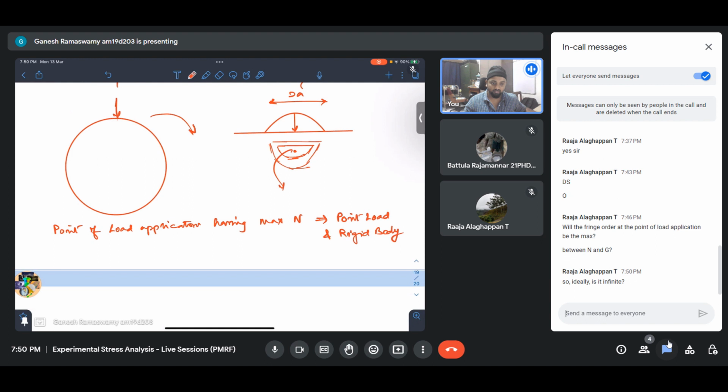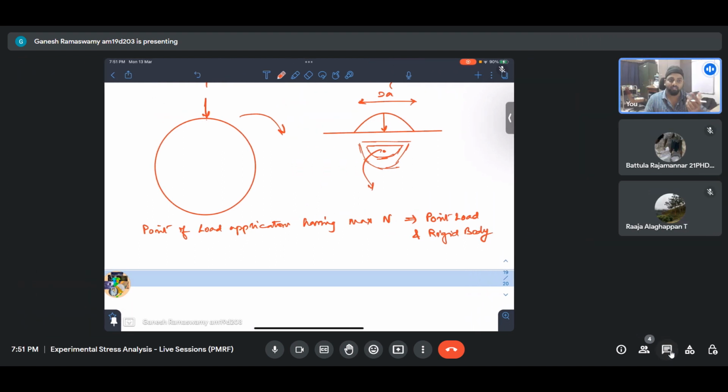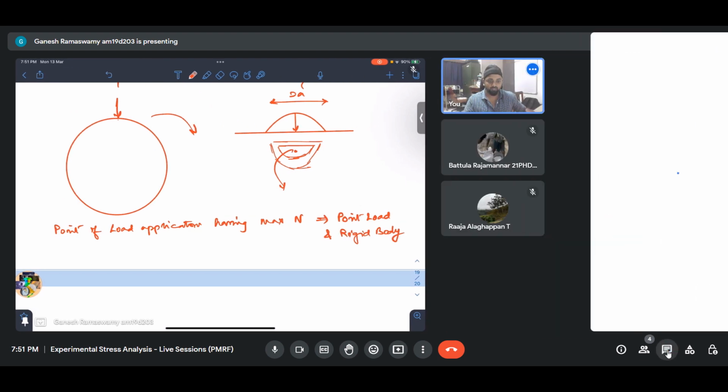Is it infinite? Yes, in the ideal case, it will shoot up. But the material also has some limit up to which it can take load, beyond which it will start yielding. So essentially, you cannot have metal being loaded up to the point of infinity, because your stresses will reach a certain point where it will start yielding. So there, our theories will start falling apart, because of which we need new theories to understand it. All right. So I hope that this is clear.